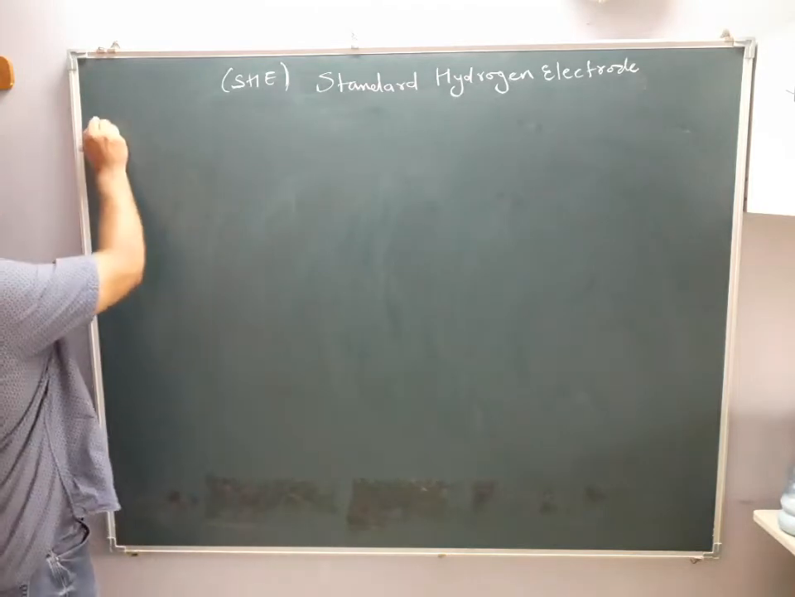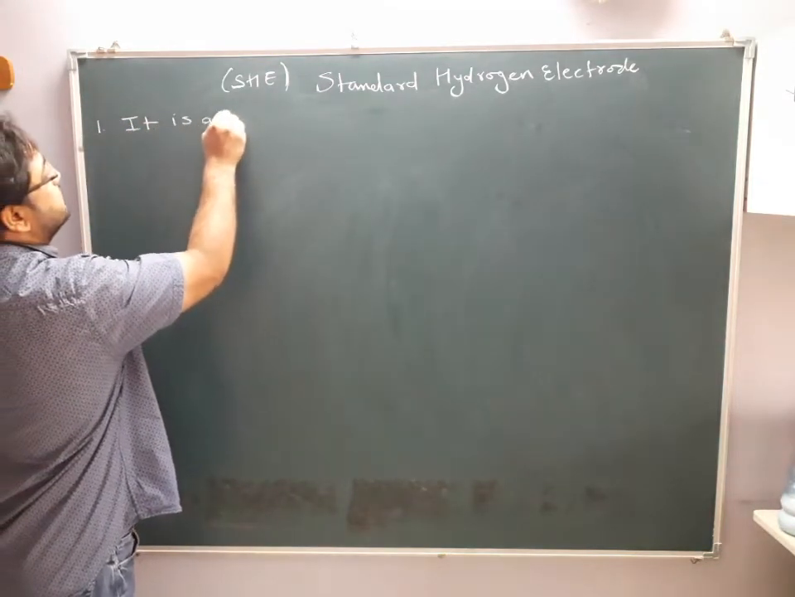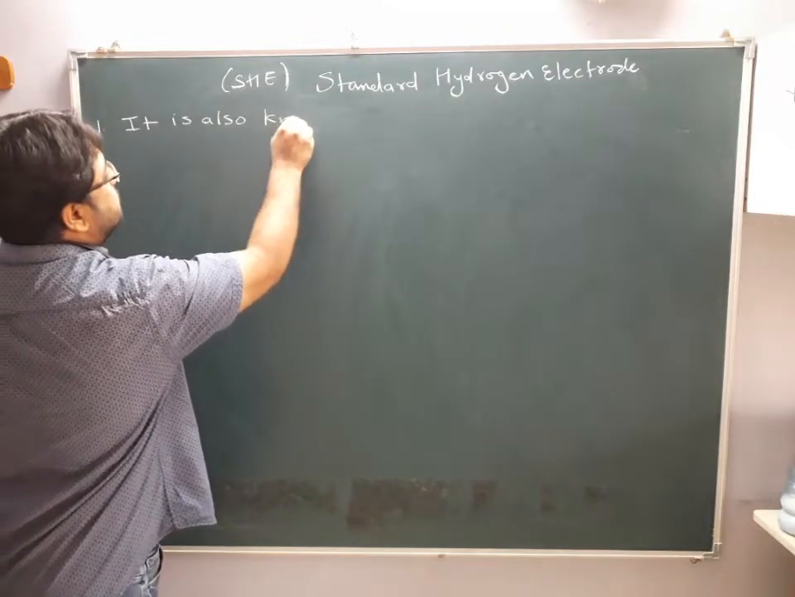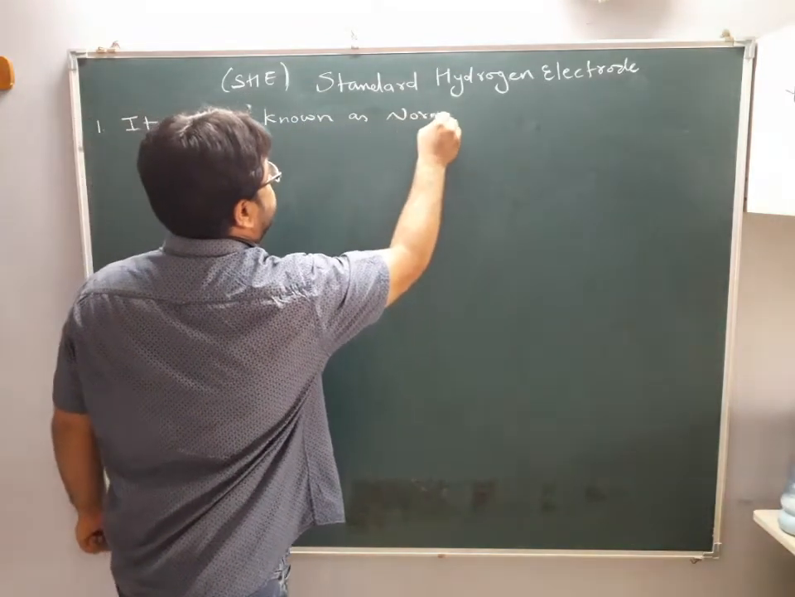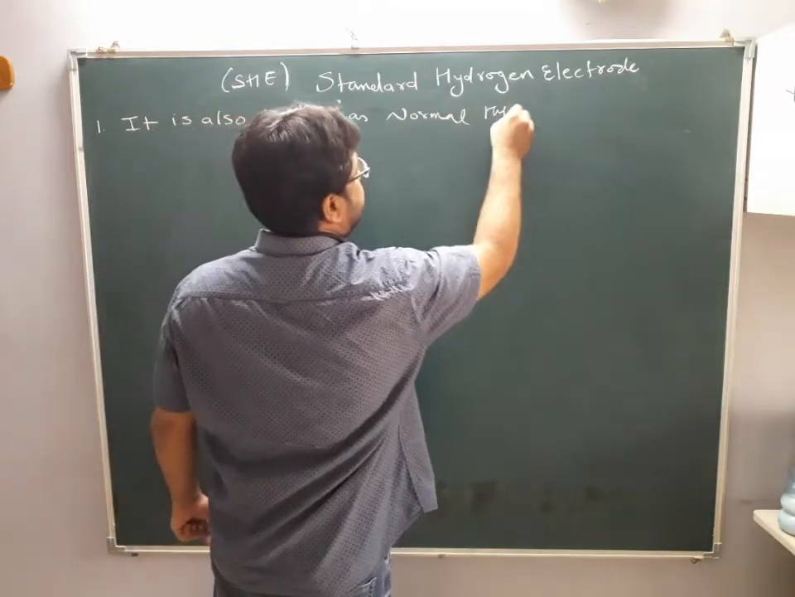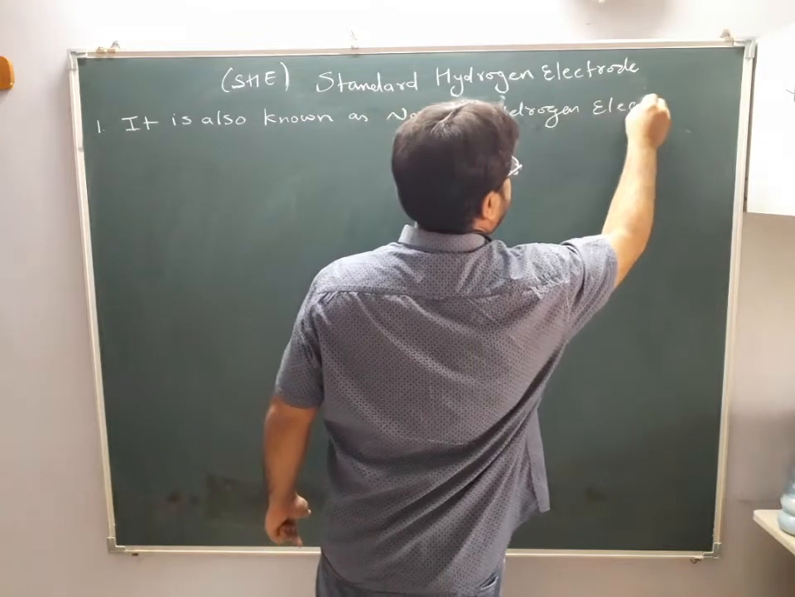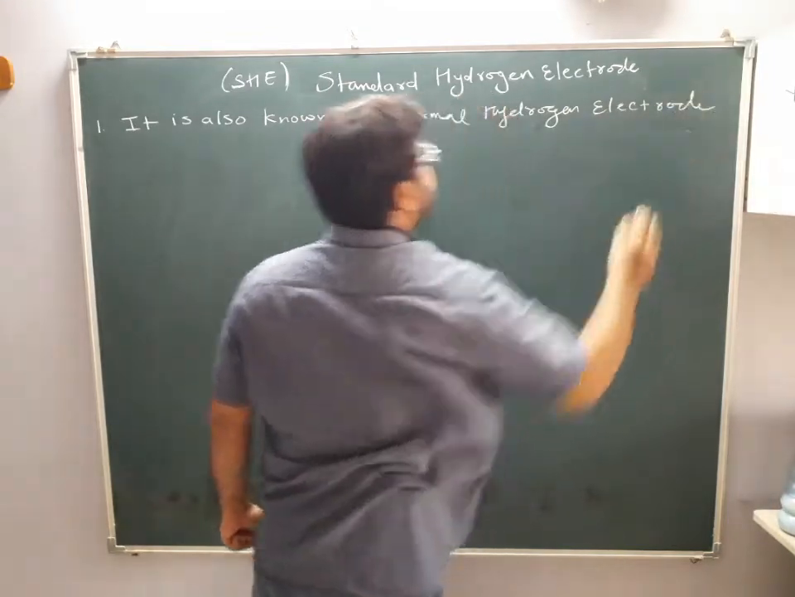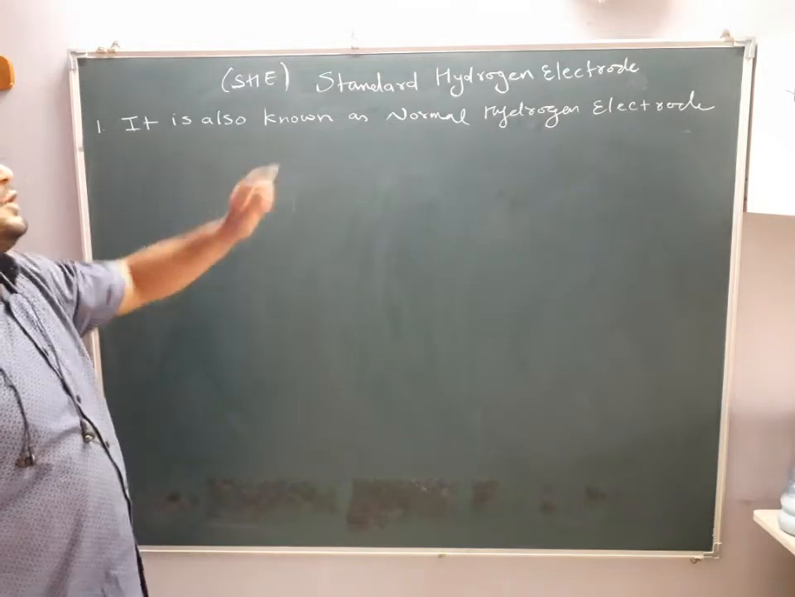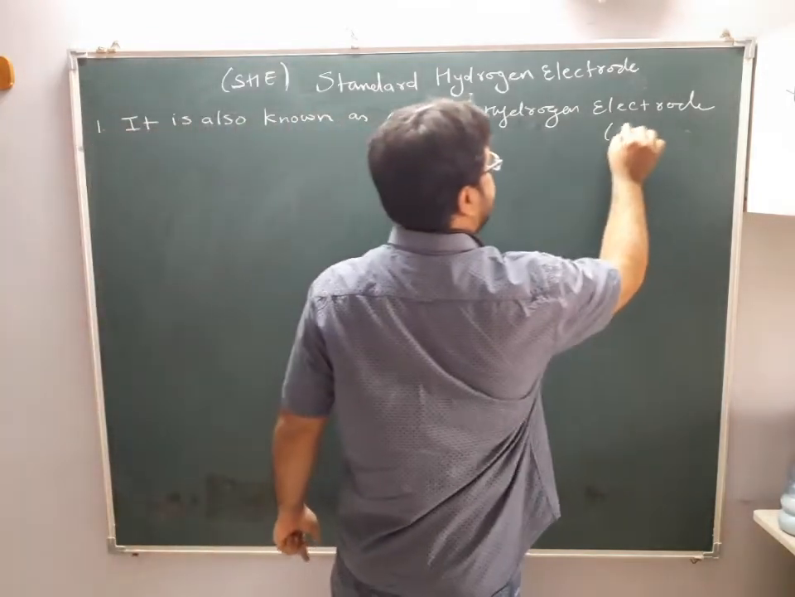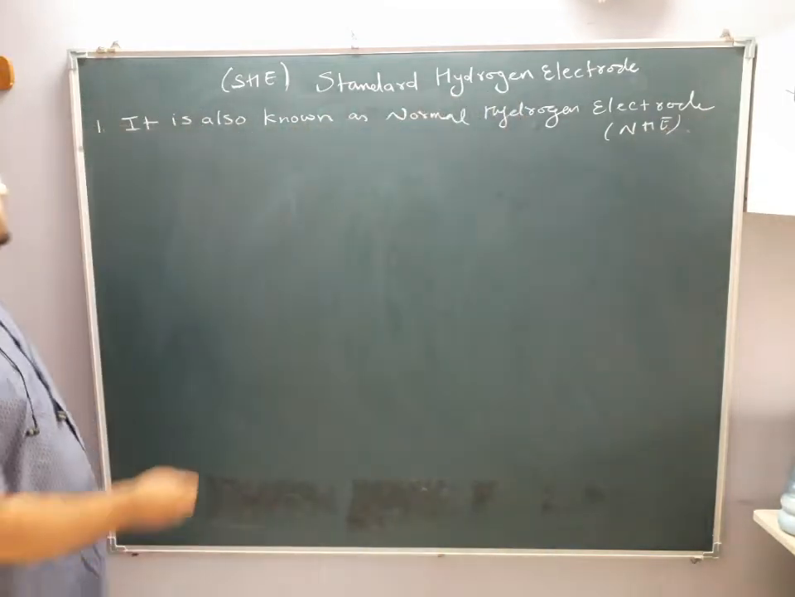Point number 1 says it is also known as normal hydrogen electrode. Clear? So another name of the standard hydrogen electrode is normal hydrogen electrode, or you can write NHE. Clear this part?